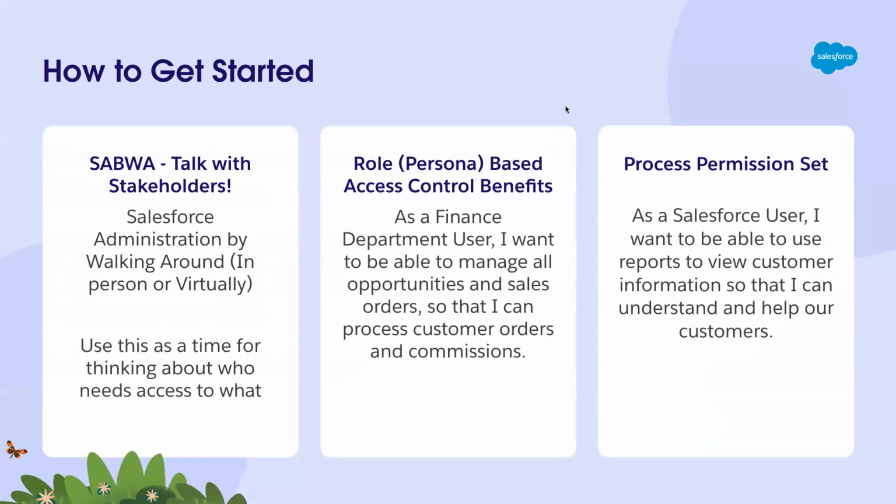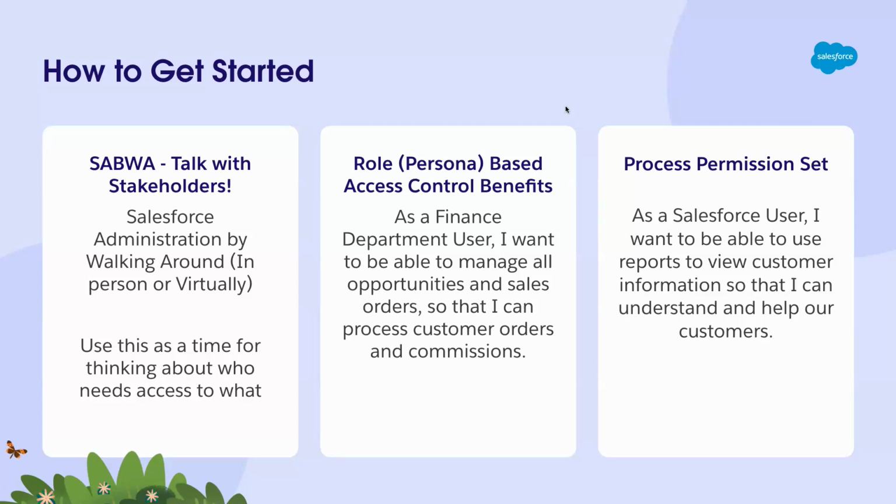But I think it's really taking the time to understand what your users need access to based on their job and actually having those conversations. It's a great way to connect with your users. And so really also thinking about your role-based access control benefits and also what a role actually needs access to. And when I say role, I don't mean a role in the role hierarchy, but more like a persona or a job or a department.